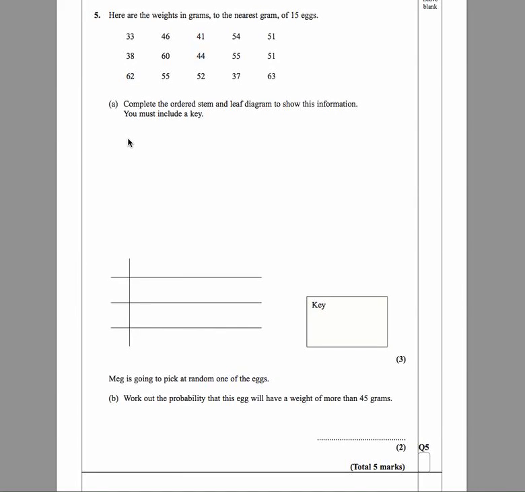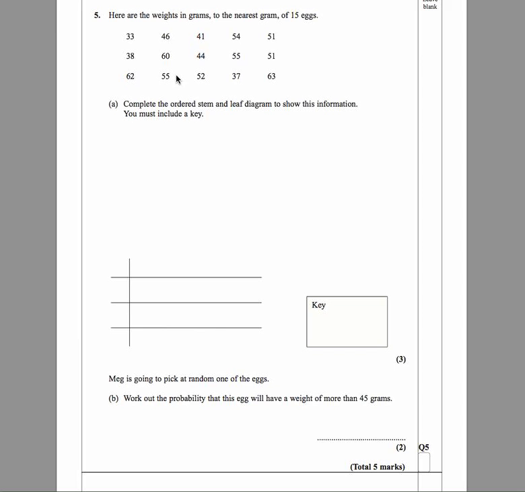Okay, this is question 5. Here are the weights in grams to the nearest gram of 15 eggs. And they're in random order, so yep, sure enough, it's a stem and leaf diagram. You must include a key.